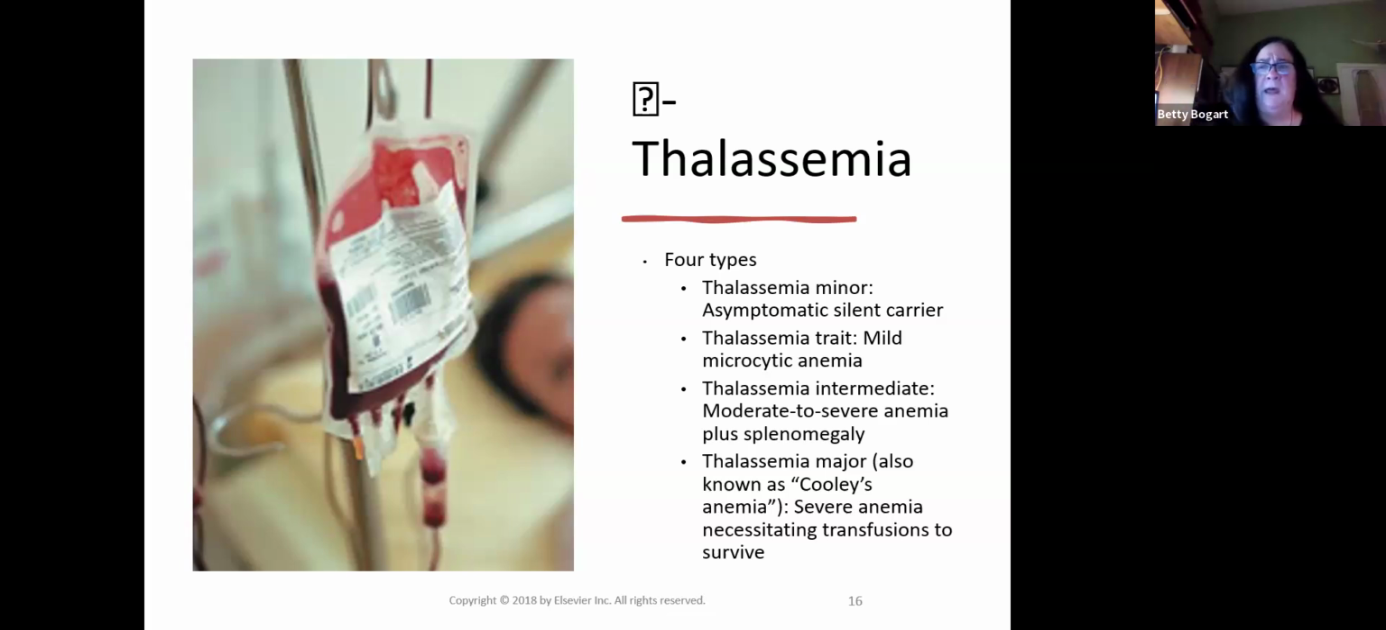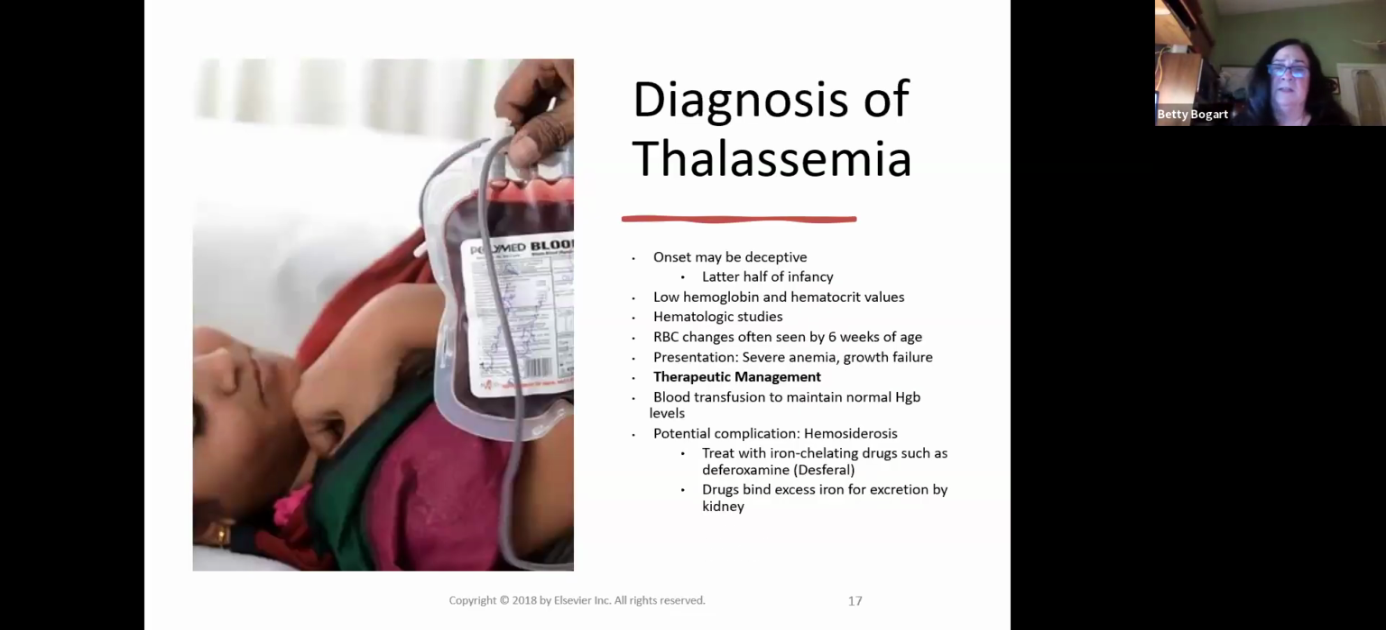That's thalassemia. Now, they say there are 4 types, but when you're tested, they're always talking about the worst type, thalassemia major or Cooley's anemia. This one, believe it or not, the only way they can live is transfusion of red blood cells. They don't make their own. Usually, they take out their spleen to try to help them. So, how do we diagnose thalassemia?